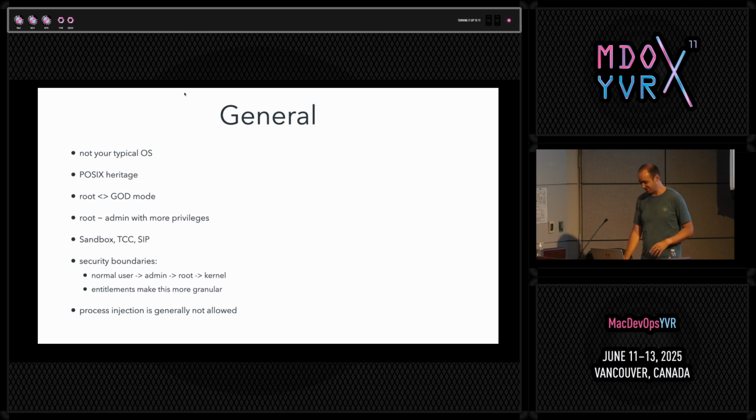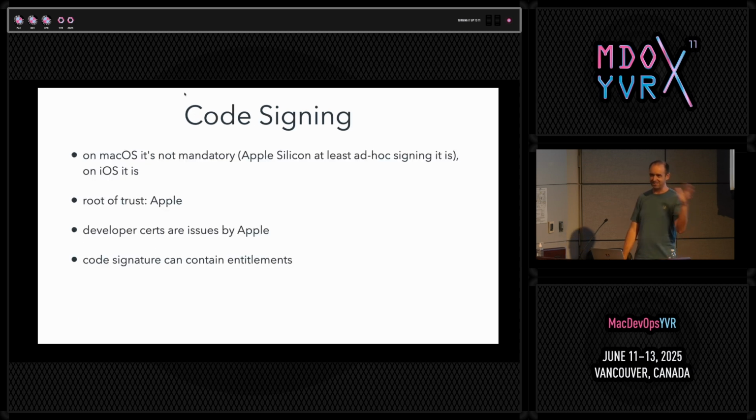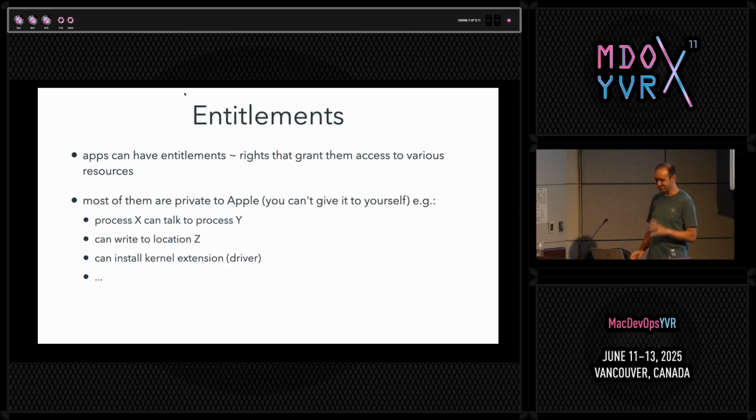And process injection is generally not allowed. Everything is based on code signing, and entitlements are widely used on the system. Basically, they are giving you specific rights. So maybe process X can talk to process Y. A specific entitlement can give you access to writing to this location or accessing this and that resource. Maybe you can install a kernel extension, whatever. So basically permissions can go really, really granular with entitlements.